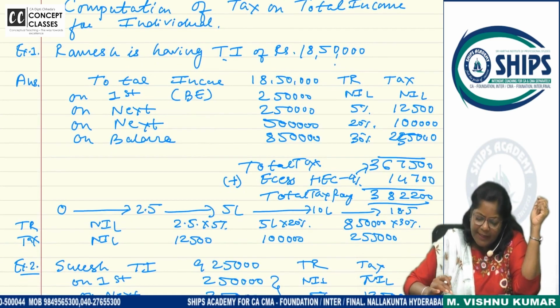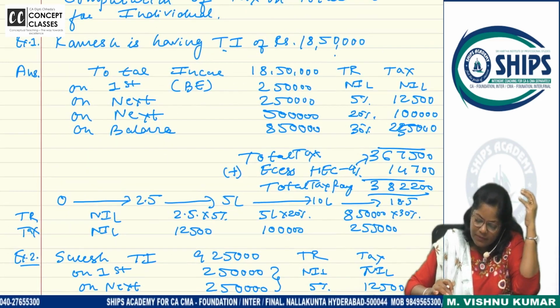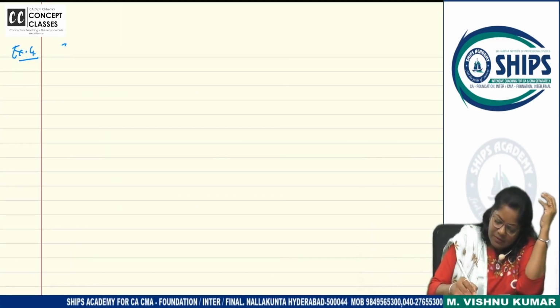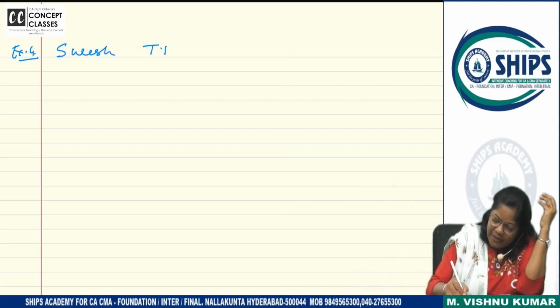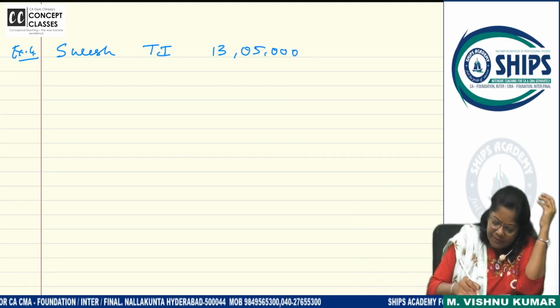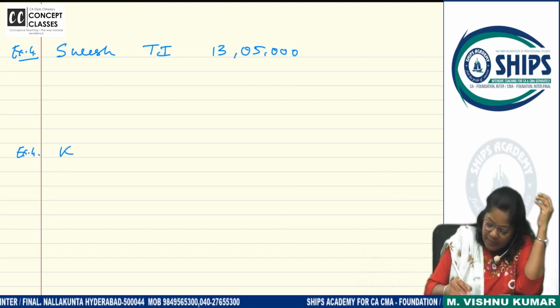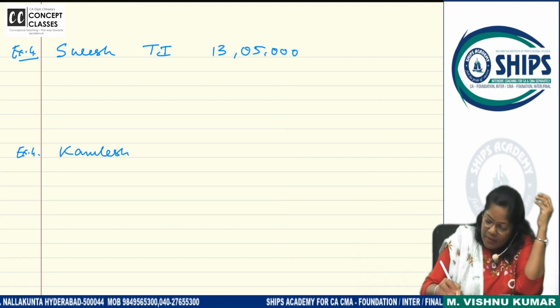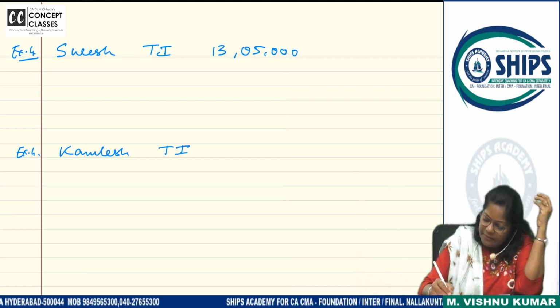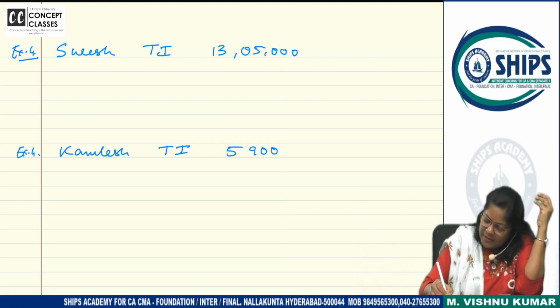There's a concept of rebate in this which I will introduce tomorrow. Suresh is having total income 13,05,000. Kamlesh is having total income 5 lakh. On 5 lakh rebate will come. Rebate we have 5,90,000.